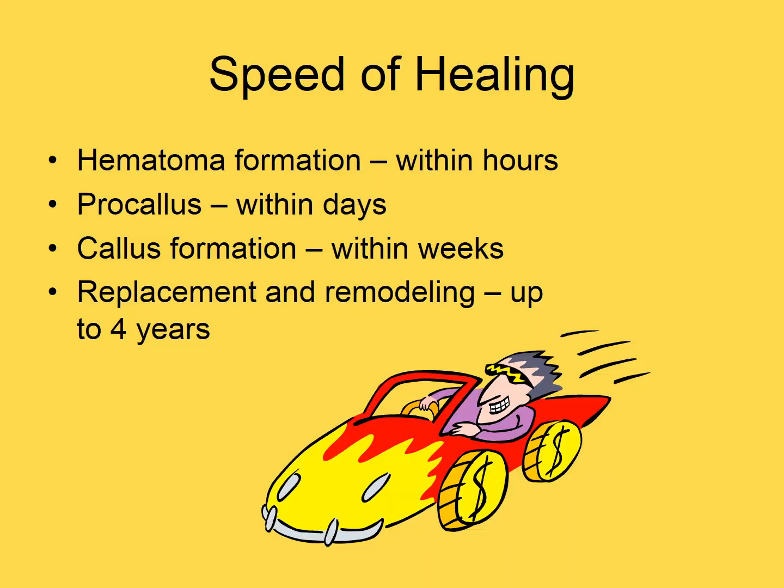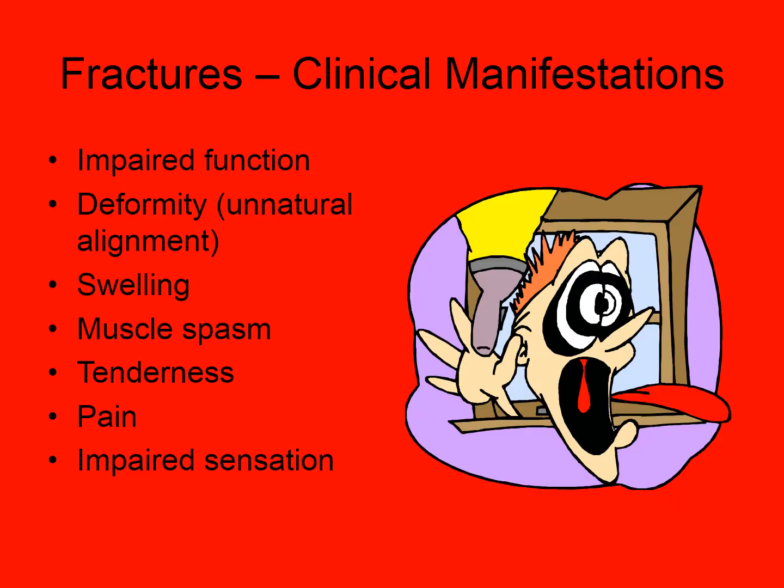Next slide. So what are the clinical manifestations that someone has a fracture? Well, impaired function, unnatural alignment, swelling, spasm, tenderness, pain, impaired sensation, generally pain. They cannot move it, and there is pain, swelling, spasm, and you can see the actual deformities. Next.